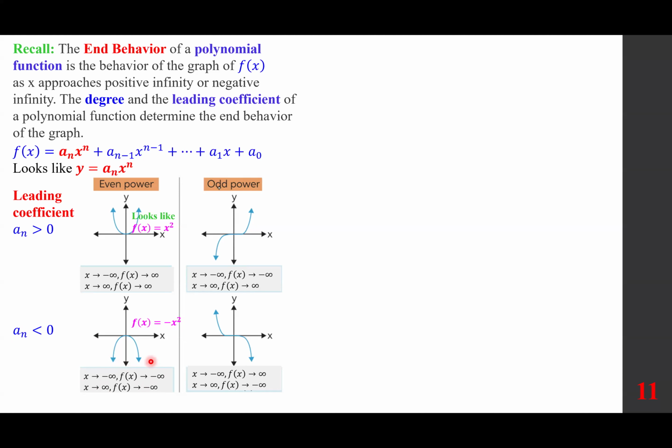On the other hand, if we are dealing with an odd power, then the end behavior either looks like x cubed if a sub n is positive, or if it's negative, looks like minus x cubed. In this case, x goes to negative infinity, so does y. x goes to infinity, so does y. On the other hand, here, when x goes to negative infinity, f of x or y goes to positive infinity. If x goes to infinity, f of x or y goes to negative infinity. This is known as the end behavior.